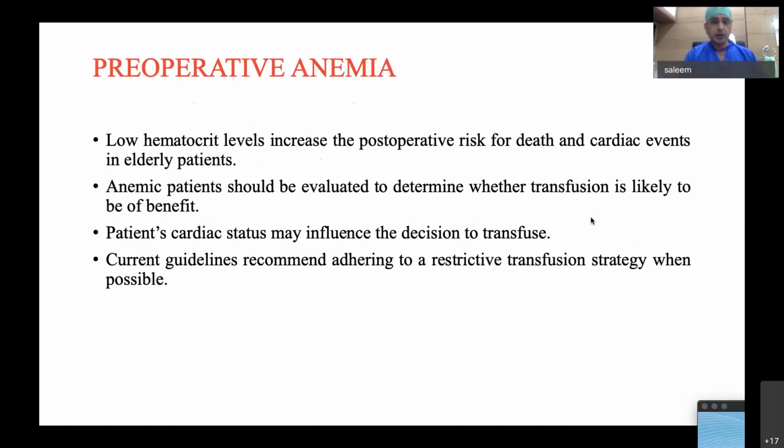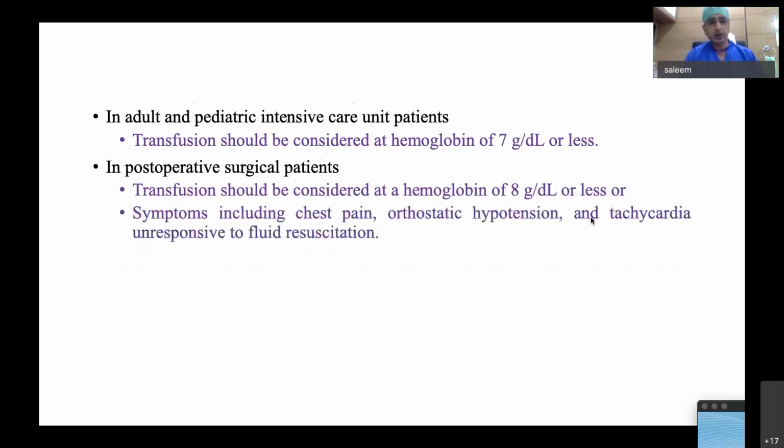Preoperative anemia. Low hematocrit levels increase the post-operative risk for death and cardiac events in elderly patients. Anemic patients should be evaluated to determine whether transfusion is likely to be of benefit. Patients' cardiac status may influence the decision to transfuse. Current guidelines recommend adhering to a restrictive transfusion strategy when possible.